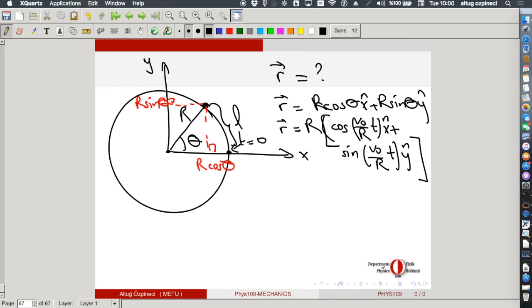Now, if you want to calculate the velocity vector and the acceleration vector, you just take the derivative of this one. So what is the velocity vector? Well, the velocity vector is nothing but the rate of change of the position, but the rate of change of position is nothing but the derivative of the position with respect to time.